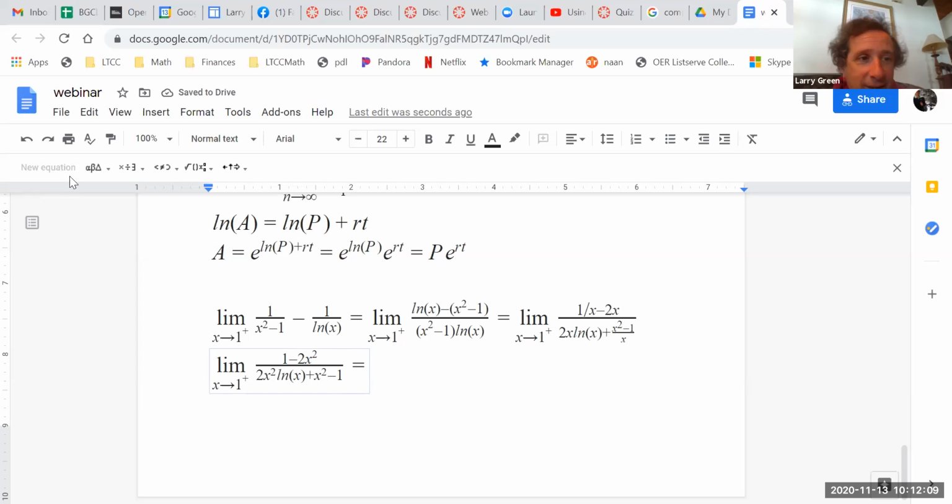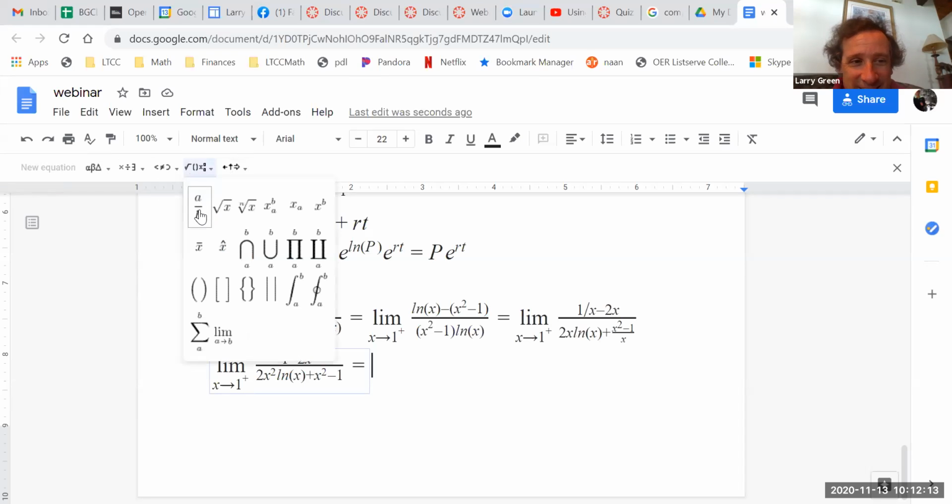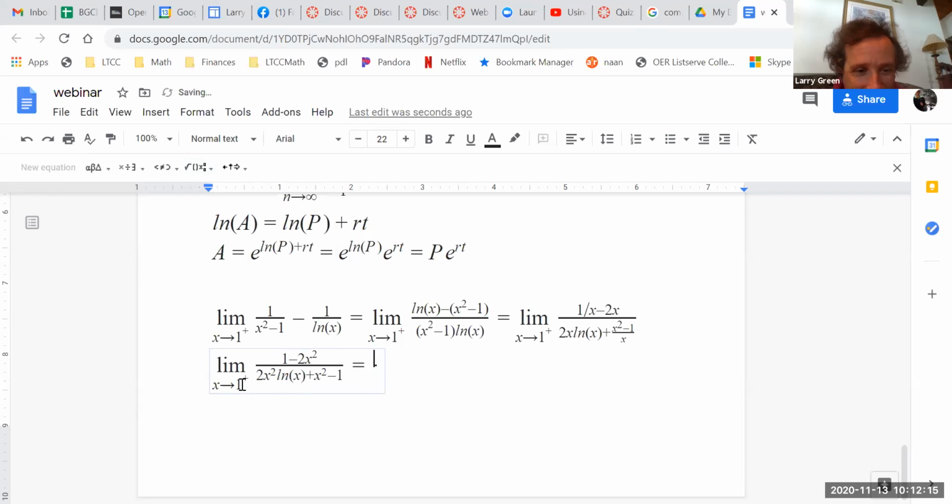Yeah, plug in, and I like to say, plug in and cross your fingers and hope you actually get something nice. So if we plug in 1, we get 1 minus 2, that's negative 1. And if we plug in 1 here, we get 2 times 1 times ln of 1. ln of 1 is 0, so that's 0. Then you get plus 1 minus 1, and that gives you a 0.